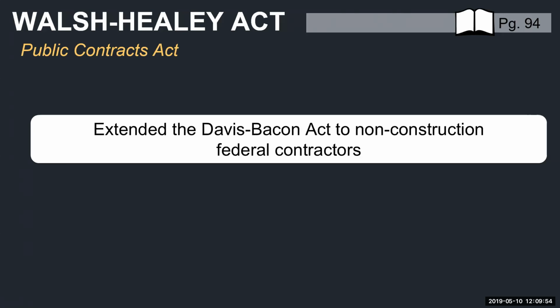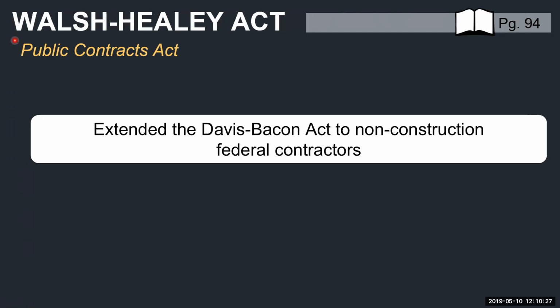The Walsh-Healy Act is actually an extension to the Davis-Bacon Act. Remember, the Davis-Bacon Act said, hold on, federal contractors, you're going to go based on the prevailing wages. Well, the Walsh-Healy Act, as you can see in yellow here at the top left-hand corner, is also known as the Public Contracts Act. So it's not necessarily private contracts. This act is going to apply to non-construction, yes, federal contractors.